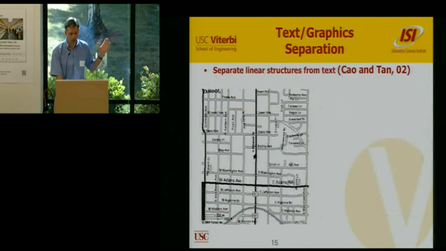Once we do this, now we're left with something that looks like this, where we have both the text and the road information on the map. So the next step is to actually come up with some way of separating the information into both the road layer and the text layer separately.